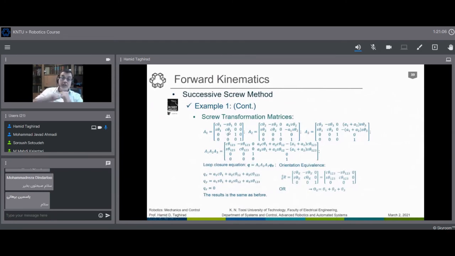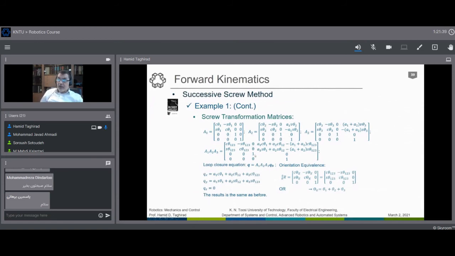Along S1, we have only θ1. Along S2, we have only θ2. And along S3, we have only θ3. So these three are very, very easily found from this equation. And then you multiply all of them together, you find something like this. This is quite different from the previous version that you see. What is A1 plus A2 here? Something different from what we had before.